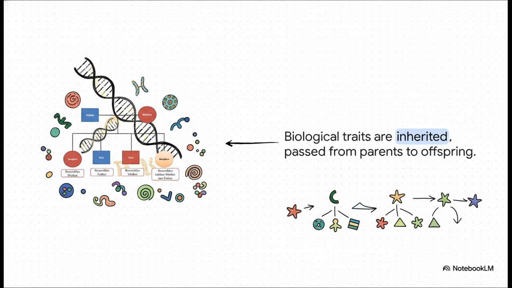Traits get passed down from parents to their kids. But look at this diagram. It's not just simple copying. You get a mix, and these new combinations of traits create variation, even within a single family. This is really the raw material for all genetic diversity.